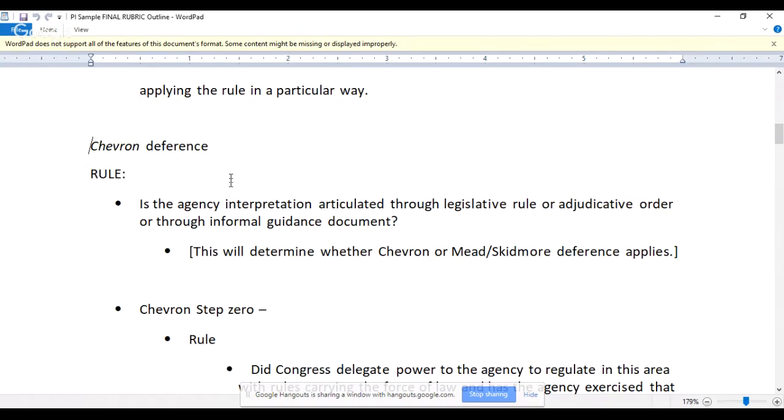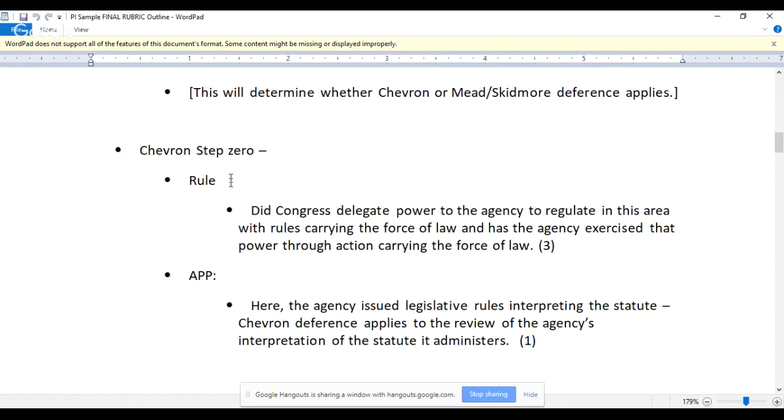So that question will determine Chevron or Mead Skidmore deference. That's exactly what that chart was showing. That's why I think the chart is powerful, because if you follow the chart, it'll show exactly where you need to go and where you need to do your understanding. Let me go for Chevron step 0.